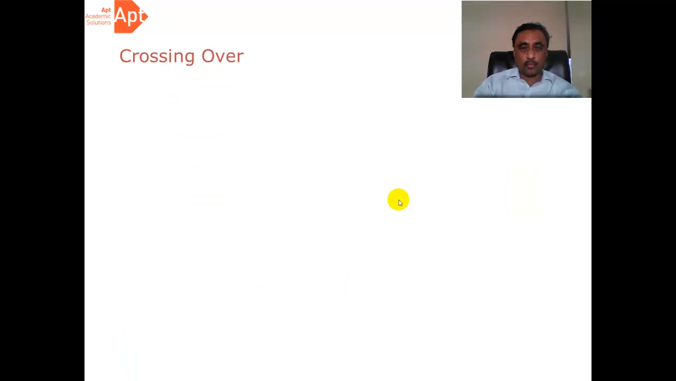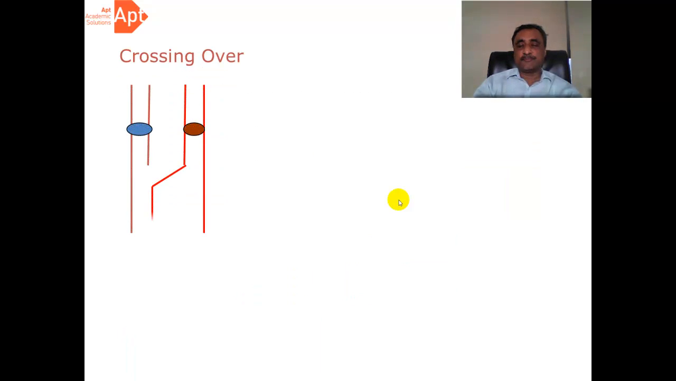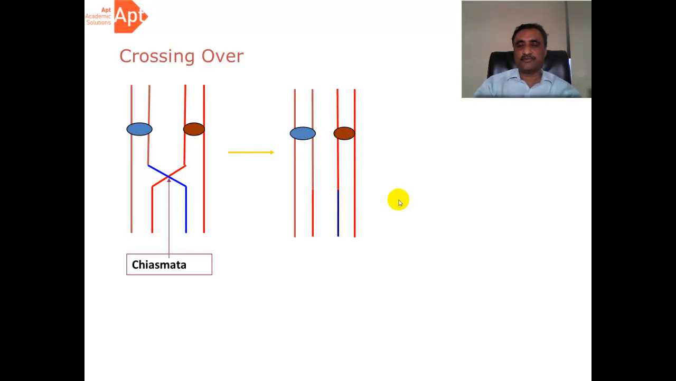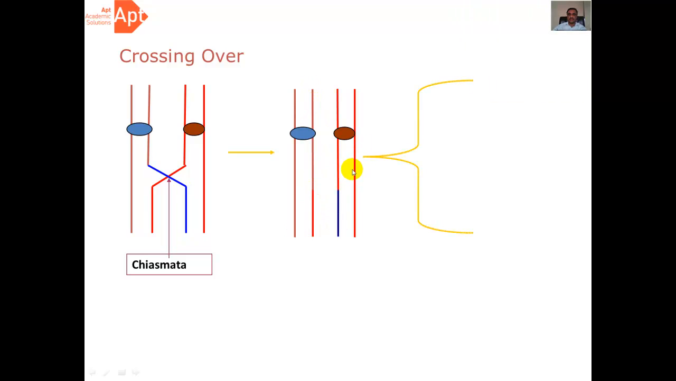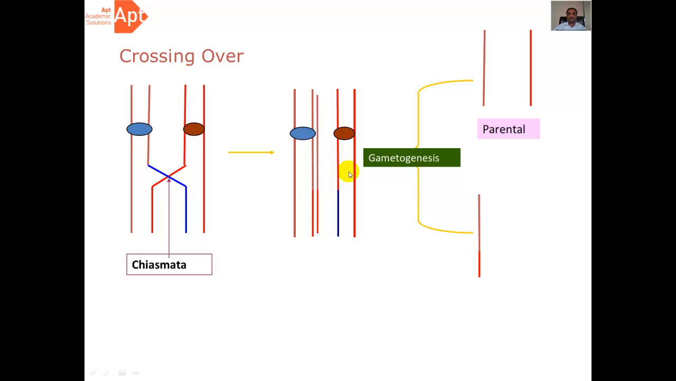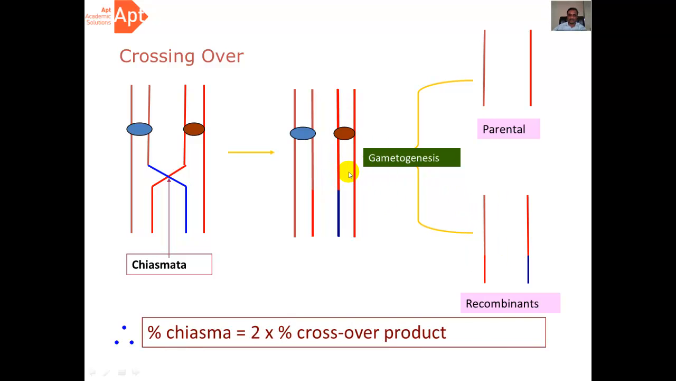Now, what are the steps? You can see here how the chiasmata has been formed, and the portions get exchanged over there, right? So these are the new recombinants. And finally, as a result of gametogenesis, we are going to have two parental ones and two recombinant ones formed, right? That is the normal process.